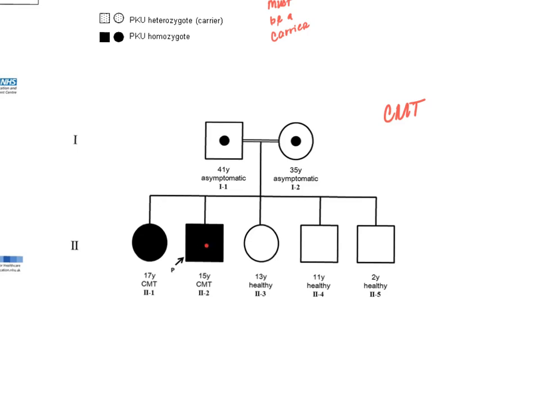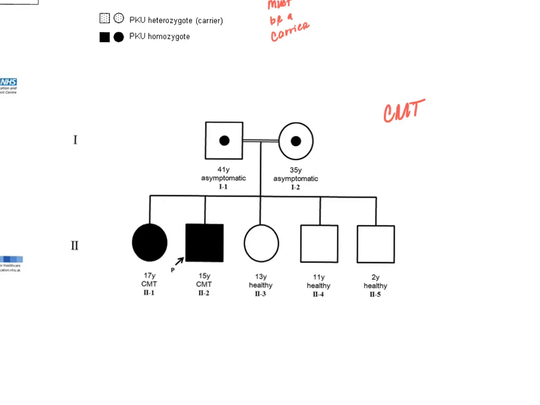Okay, so this son has a sister who has the same condition, CMT. She's 17, and then he has 3 other siblings, one other sister and 2 brothers that are healthy, and they range from 2 years old up to 13 years old. Okay, so in this particular condition, again, you see both parents are carriers, and because they're related, in consanguineous relationships, you often see recessive conditions creep up at much higher frequency. And this CMT is a recessive condition, and you see it in 2 of their offspring.